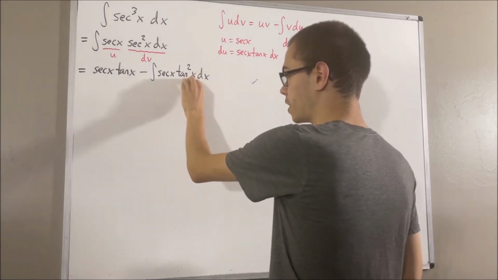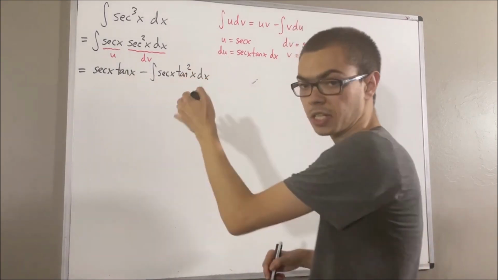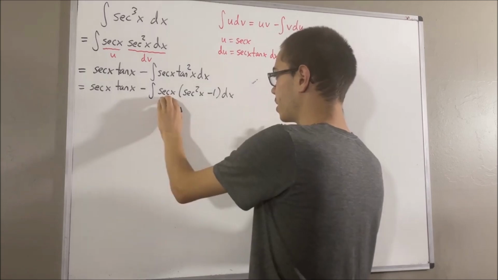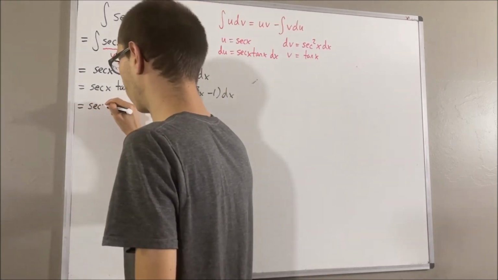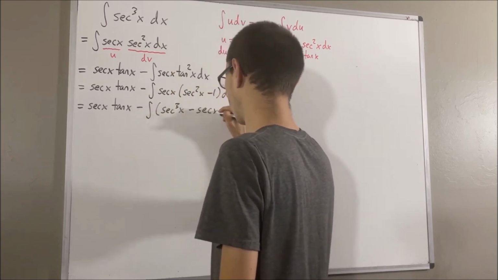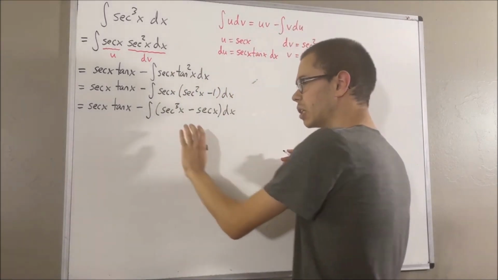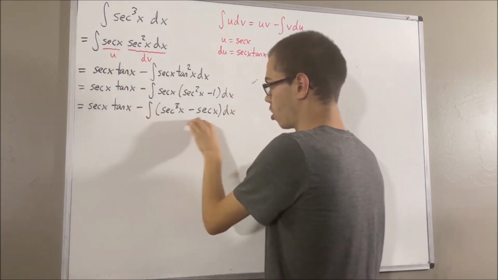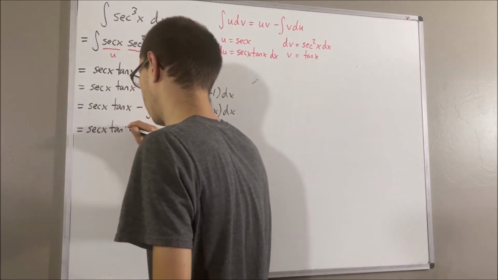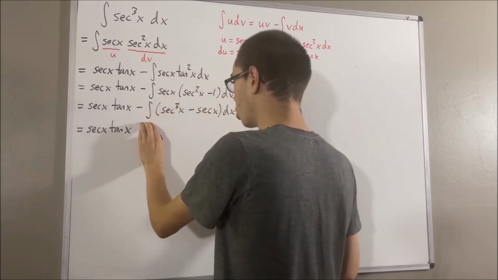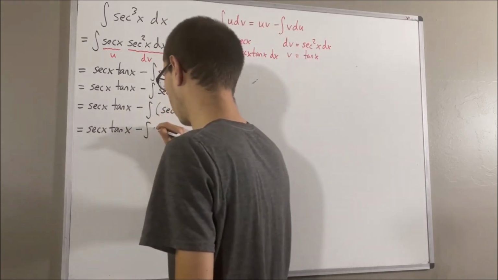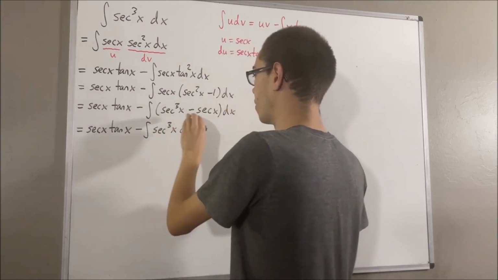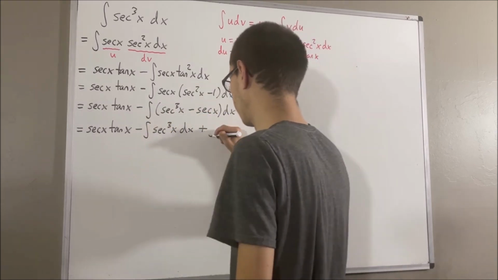Now let's use the trig identity for tangent squared x. Tangent squared x is just secant squared x minus 1. And then, distributing secant x across the parentheses, we get this. But then, let's split this integral up into two integrals. We're going to be distributing the minus sign across, and if we do that, we're going to get minus the integral of secant cubed x dx. And then, these two negatives join forces to make a positive, and we get plus the integral of secant x dx.